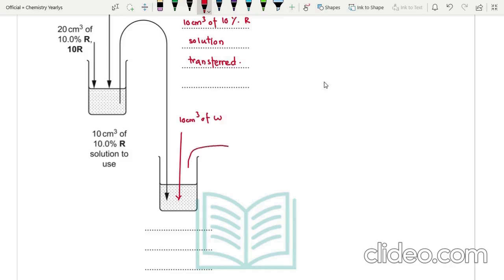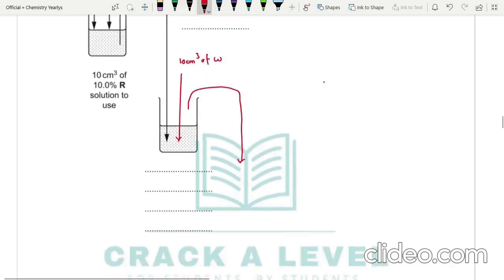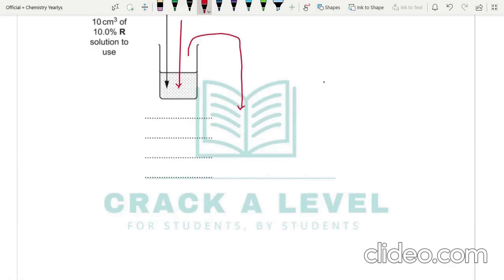Then we are going to be making another arrow, and we are also going to be adding this to another beaker, and we are actually making 20 cm cube of it, but we are transferring 10 cm cube of it to the other beaker, so it actually remains 10 cm cube in the end. So it will be 10 cm cube of 5% R solution to use, okay. Then this will be another beaker, we are going to be drawing another beaker.